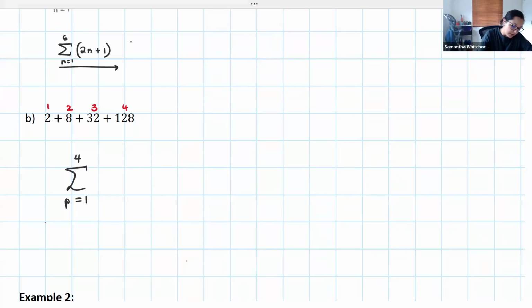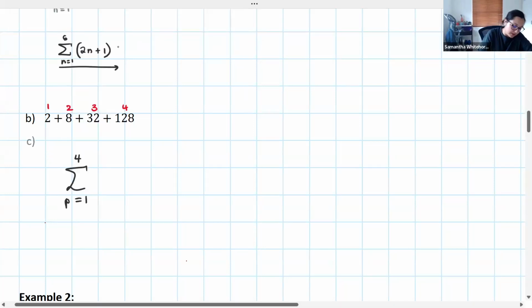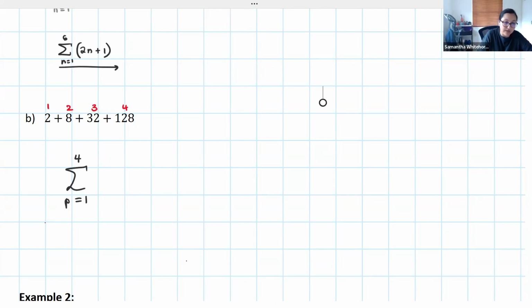Right, the next thing we need to do is figure out what type of series this is. Now, be careful, we're not adding the same thing each time, we're not subtracting the same thing each time. What we're actually doing is we have a constant ratio. So what we're doing each time is we're timesing by 4. And what that means is that we've got a geometric series this time.